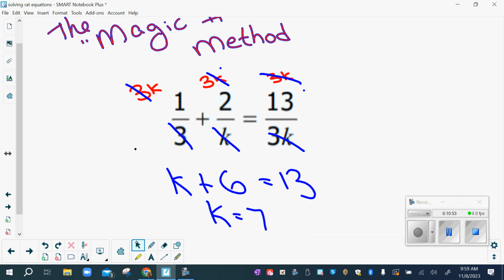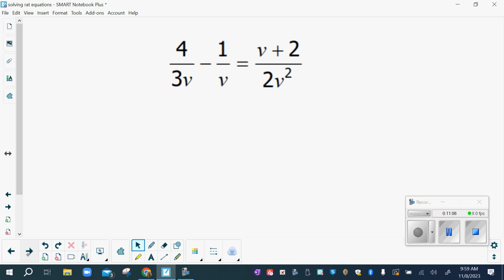Now, before I leave this problem, I've got to make sure: does 7 blow up that guy? No. Does he blow up that guy? No. Does he blow up that guy? No. He's good. Okay, you guys ready to try one on your own?